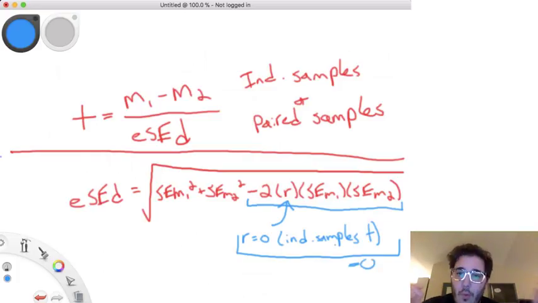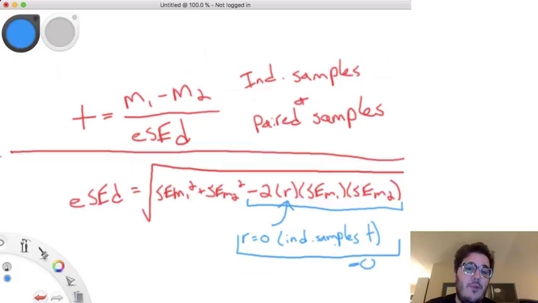So when your groups are not related, when there's no correlation between your two samples, then you plug in 0 where r is, and that whole second half of the equation is 0. So you just get the estimated standard error of difference as we calculated for the first midterm, which was the square root of SEM1 squared plus SEM2 squared. Okay, so that's the only difference, that extra bit when calculating the estimated standard error of difference.